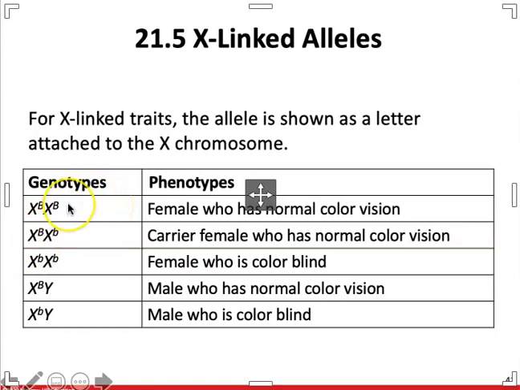So just as an example of the different phenotypes. Although female carriers appear normal, they can pass on the allele for color blindness. So here we have a female who has normal color vision. Here we have a female who has normal color vision, but she is a carrier. So although she completely has normal color vision, she is going to be a carrier for this trait because this chromosome right here does have the recessive allele. A female who has two recessive alleles on both X chromosomes is going to be colorblind.